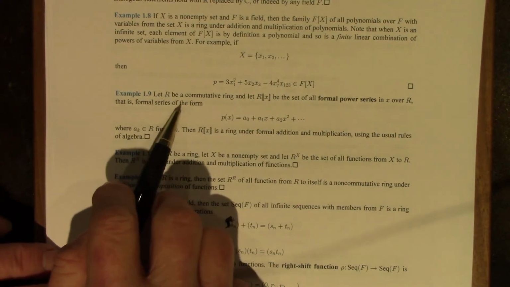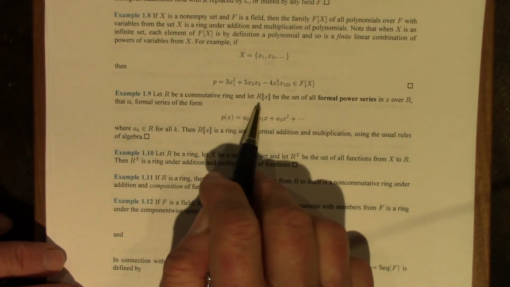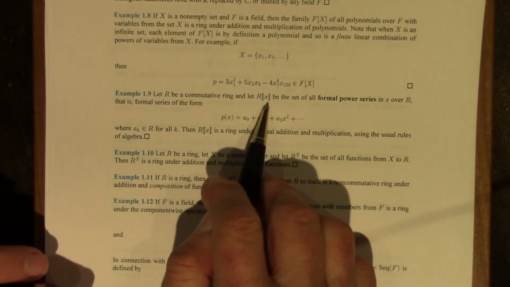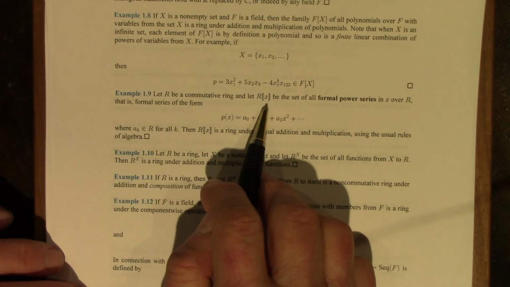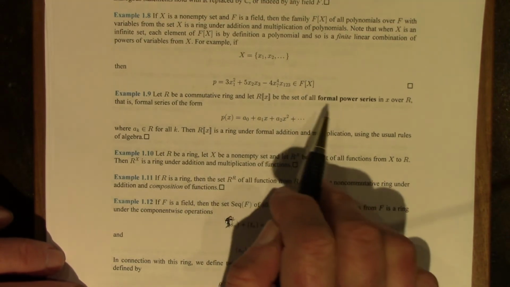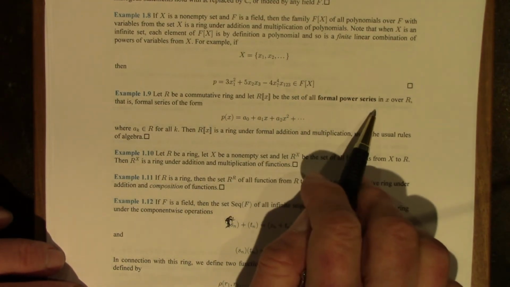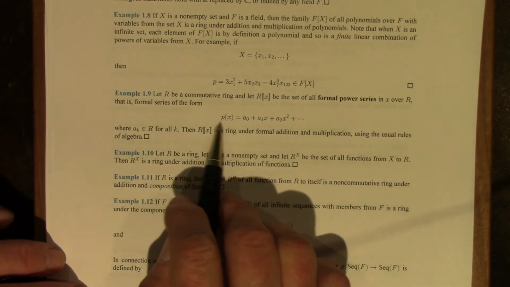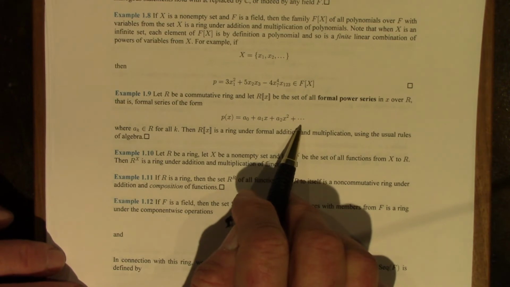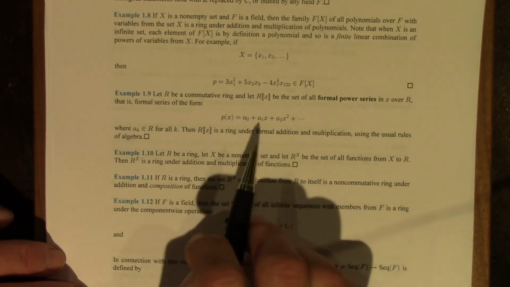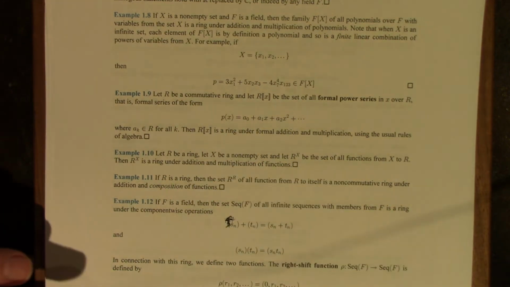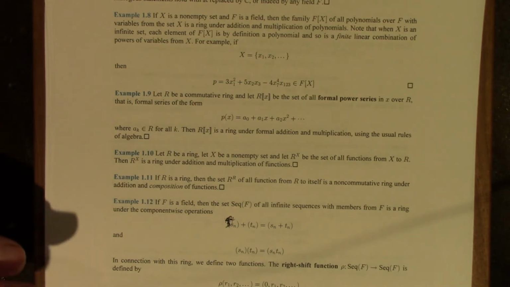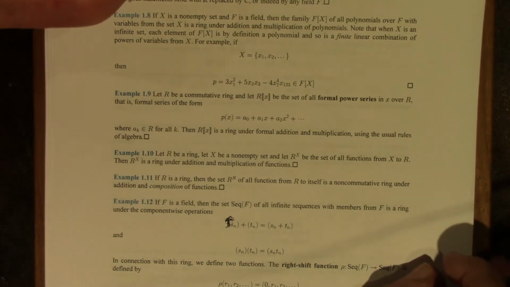Next example, let R be a commutative ring. This is R[[X]]. I don't know that this is standard notation, but it seemed reasonable. This is the set of all formal power series in X over the ring. So the objects look like this. This is a ring under formal addition and multiplication, again using the usual rules of algebra.